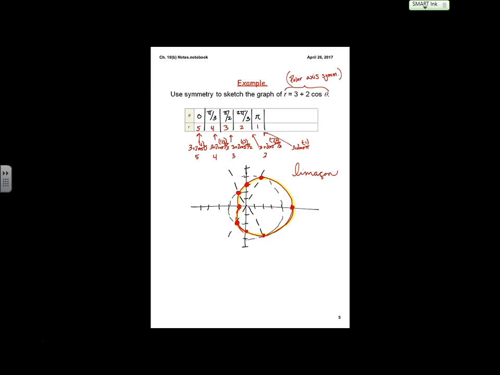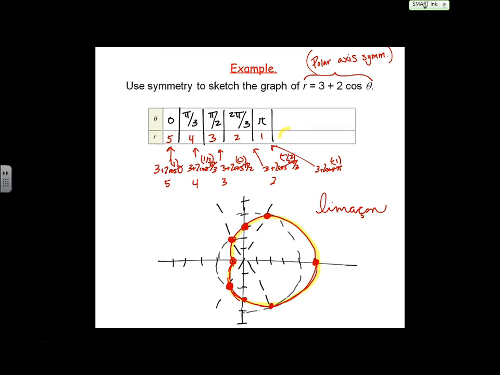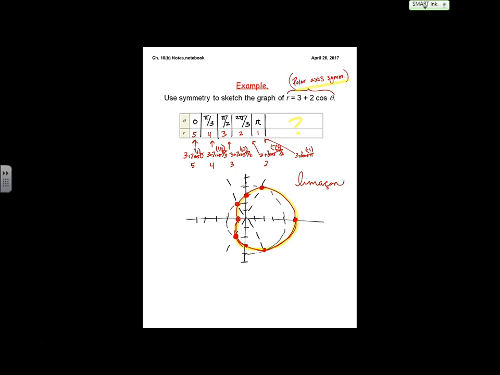So one more time. Could you have kept going in the table? Yeah. You could have filled this in, and you would have gotten the rest of the points. But can you also use clues like symmetry and what you know about polar curves to finish it? Yes. Yes, you can.